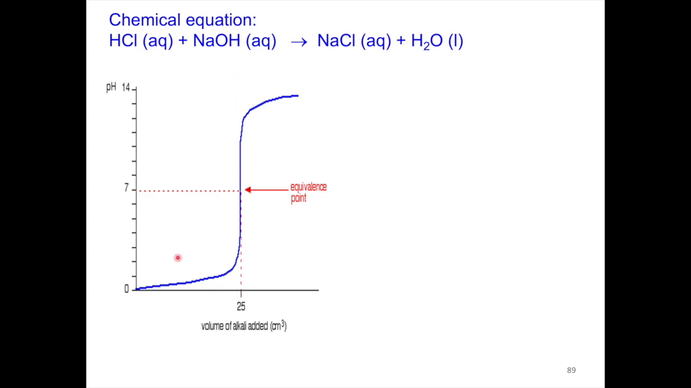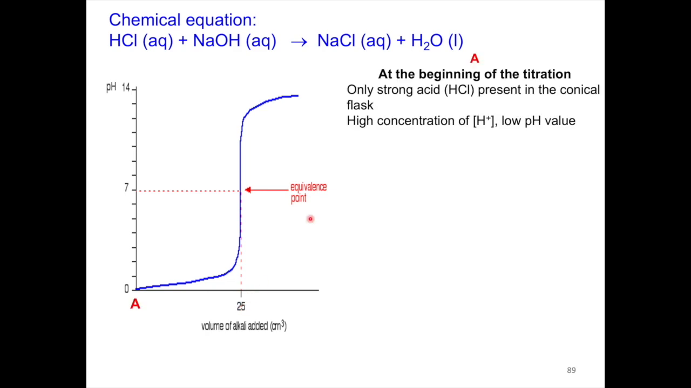And this is the titration curve. We plot pH against volume of alkali added. Remember that the alkali here is called the titrant. There are 4 important points that we are going to discuss here. The first point is point A. This is the beginning of the reaction. At this point, only strong acid is present in the conical flask. So it has a high concentration of H plus and a low pH value. The starting pH is 0 or between 0 to 1.